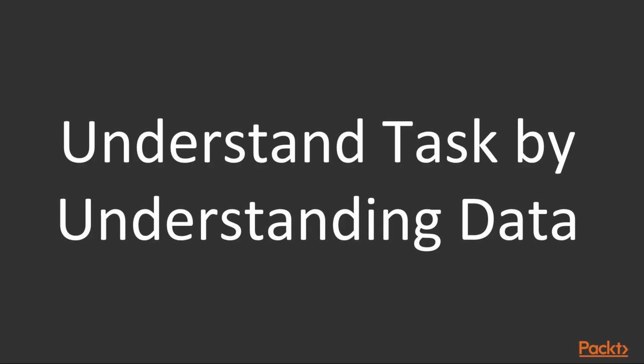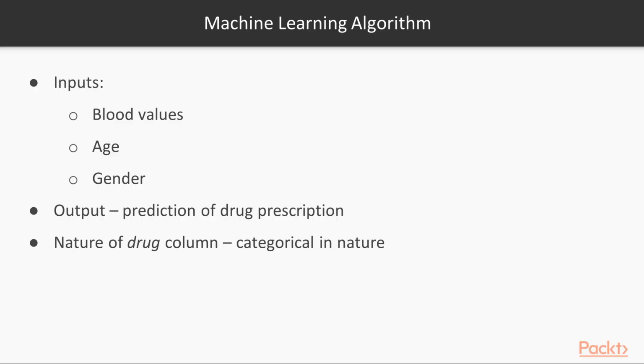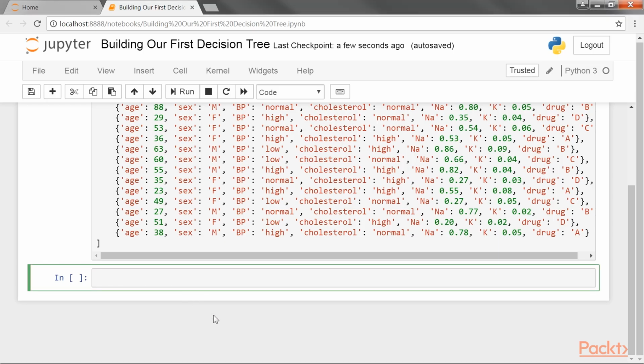Now let's understand the task by understanding the data. The inputs to our machine learning algorithm will be all blood values, age, and gender of a patient. Thus, the output will be a prediction of which drug to prescribe. Since the drug column is categorical in nature and not numerical, we know that we are facing a classification task. Thus, it would be a good idea to remove all drug entries from the dictionaries listed in the data variable and store them in a separate variable. For this, we will go through the list and extract the drug entry with this line of code.